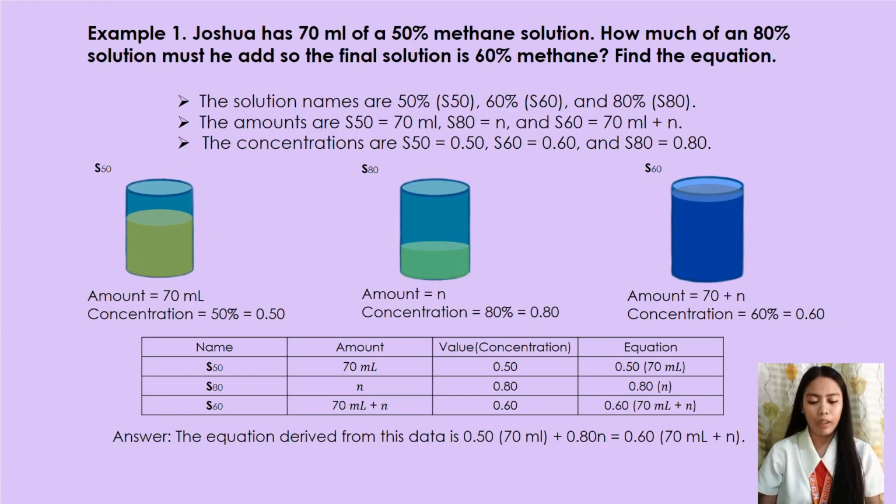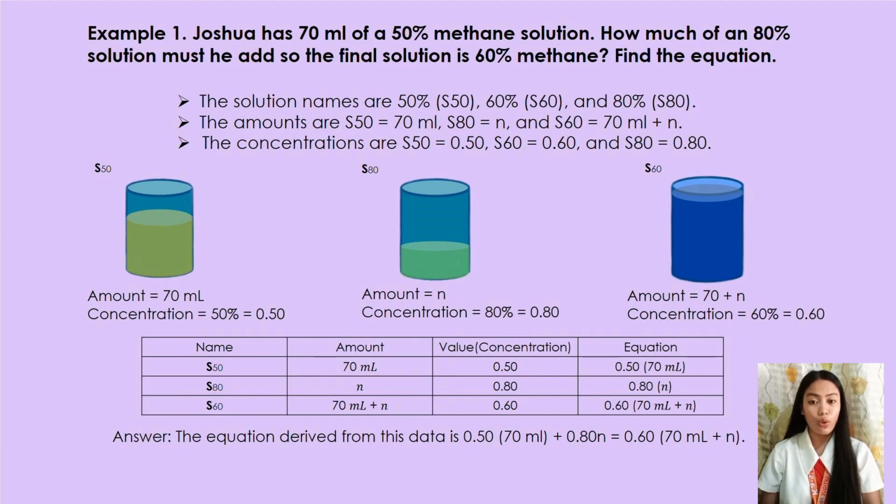Joshua has 70 ml of a 50% methane solution. How much of an 80% solution must he add so the final solution is 60% methane? Find the equation. The solution names are solution 50 for 50%, solution 60 for 60%, and solution 80 for 80%. Now for the amount, solution 50 has an amount of 70 ml, solution 80 has an amount of N, and solution 60 has an amount of 70 ml plus N.